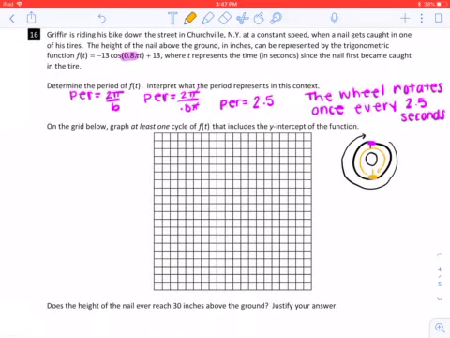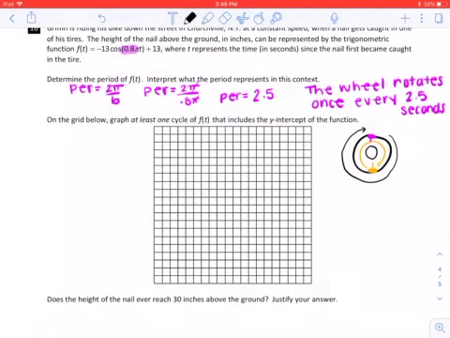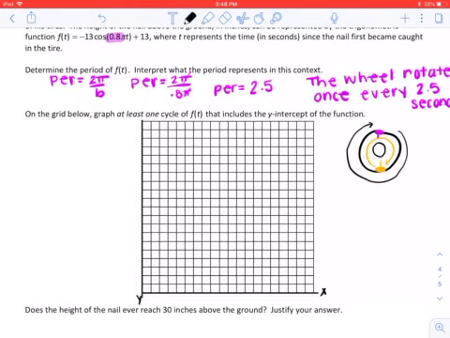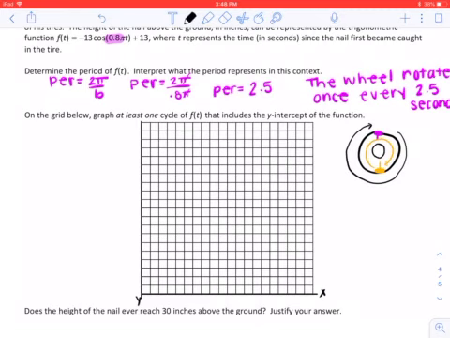On the graph below, graph at least one cycle of f of t that includes the y-intercept of the function. So we can't have negative in this question because we're talking real life measurements here. So I'm not going to leave room for any negative. So we have our x-axis and our y-axis. My midline is 13. We see that from the equation. So I'm going to label these by 2.